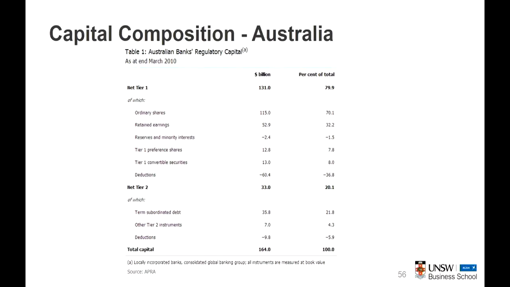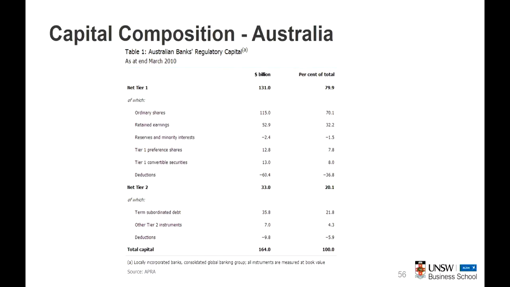But deductions are 37%. So Australian banks still carry quite a lot of positions that require deductions from tier 1 capital. That would be your intangible assets, deferred tax assets, investments in other banks. Provisions Australian banks are okay with. You can see that the reserves and minority interests are quite small, but the other deductions are quite large. But the point stands that in Australia, the vast majority of capital is ordinary shares and retained earnings. That's how Australian banks read capital requirements.